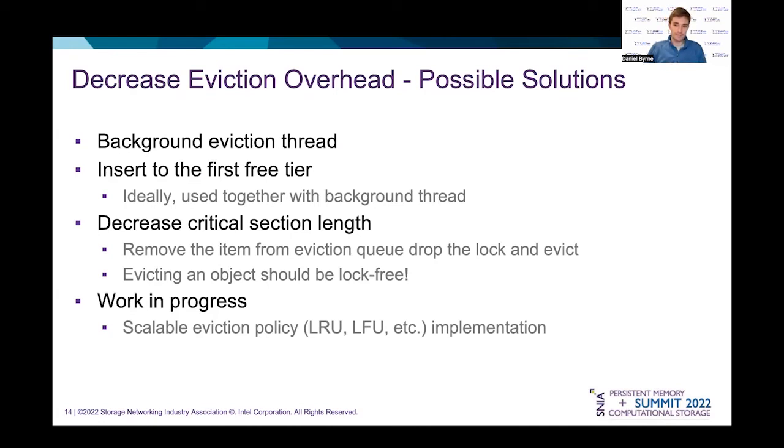And then we experimented with decreasing critical section length. So this idea that once we remove the item from the eviction queue, let's drop the lock and evict to the next tier. And this idea is that evicting an object should be lock free once we have our eviction candidate. We shouldn't have to contend with the LRU eviction queue once we know who the LRU is. And a couple of ideas that we have work in progress is a more scalable eviction policy as well.